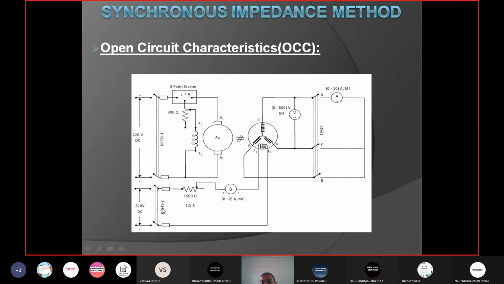So whatever voltage is generated in this armature winding is used to circulate the short circuit current through the armature winding against the synchronous impedance. Okay, so what can we write?